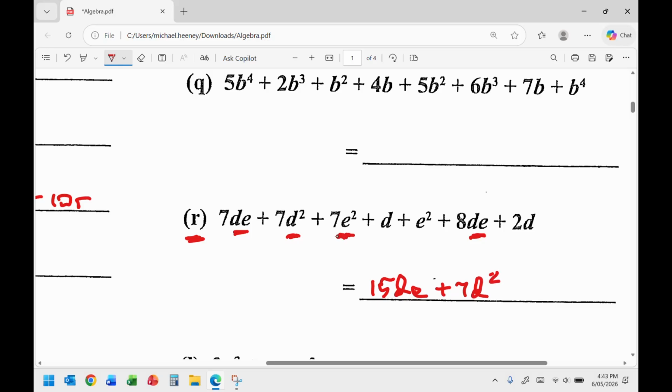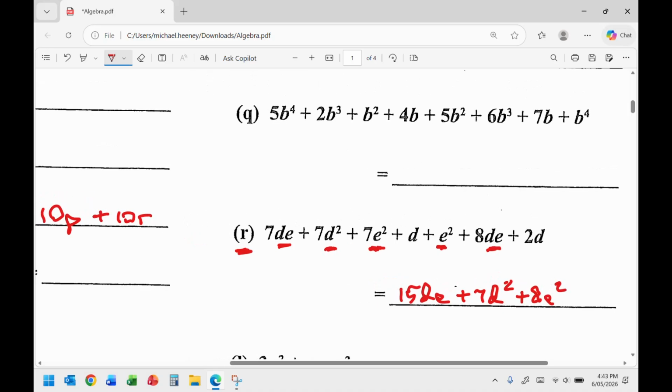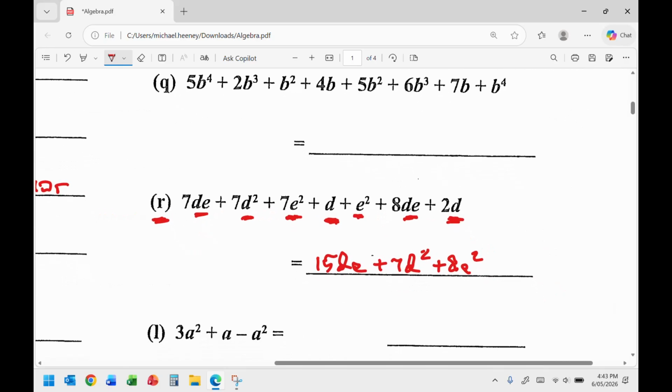e squareds. I've got 7 there. I've got another one there. Well, that means that I'm going to end up with 8 e squareds. Do I have anything else? Yeah, here's some d. And here's some more d. Start with 1, get 2 more. I'm going to end up with 3d. So there we go. We've used everything now. That's the answer: 15de plus 7d squared plus 8e squared plus 3d. Grand. Now that's just addition.